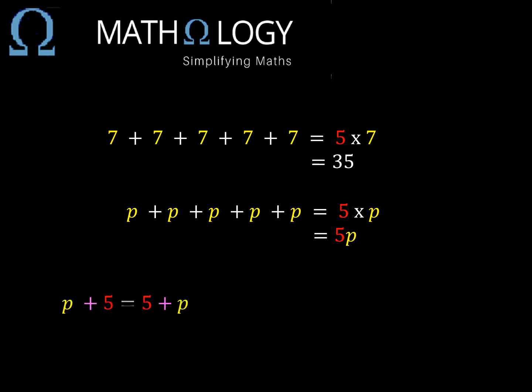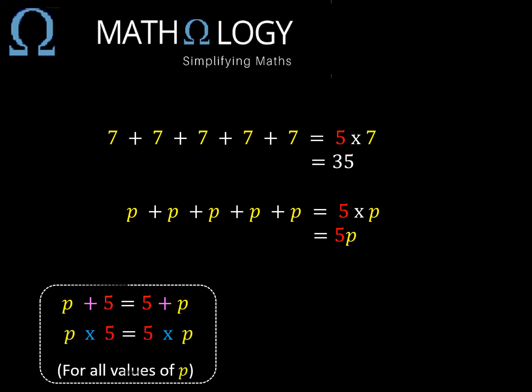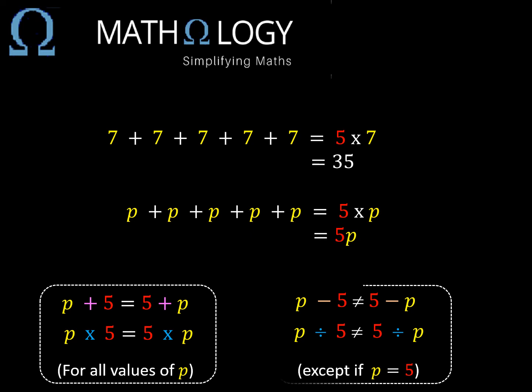Since addition and multiplication are both commutative operations, p plus 5 equals 5 plus p. And p times 5 equals 5 times p. However, the same cannot be said for subtraction and division. In other words, p minus 5 does not equal 5 minus p, unless p equals 5. And similarly, p divided by 5 does not equal 5 divided by p, unless p equals 5.